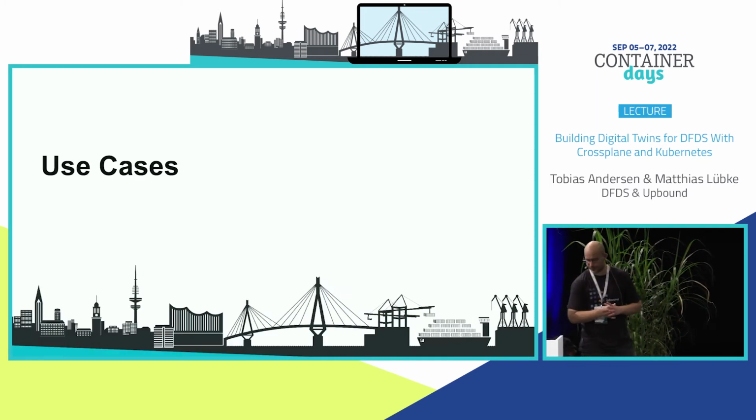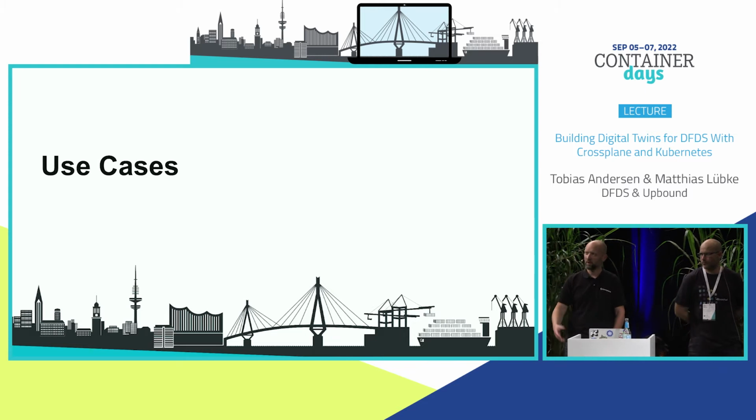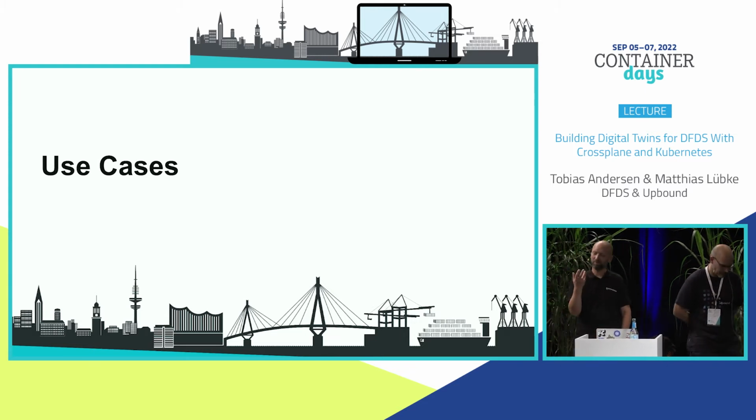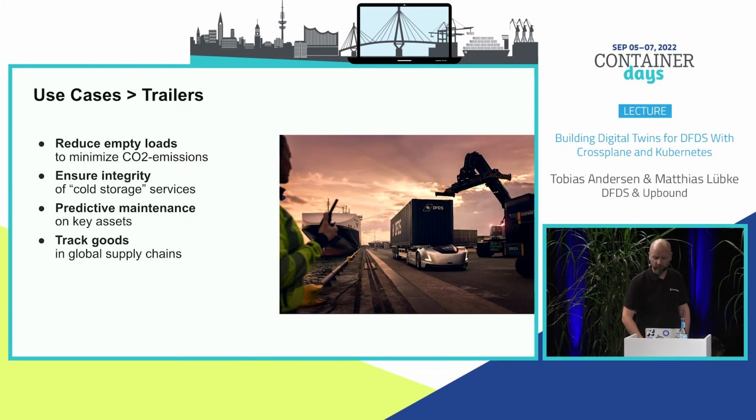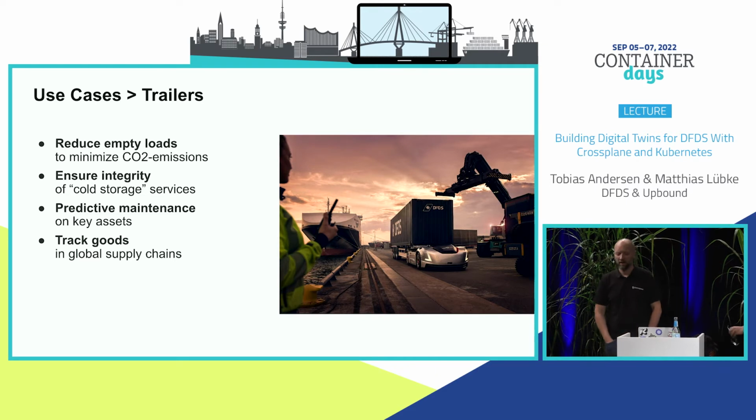So when we started looking into this, we needed to get a little bit more concrete about what we actually wanted to achieve. So we had a couple of use cases we went through, and I'll just fly over some of them here. The first part is, why would you use digital twins, and why would you use them at DFDS? The first one was in the whole area of the containers, of the trailers, and that was to reduce empty loads, right?